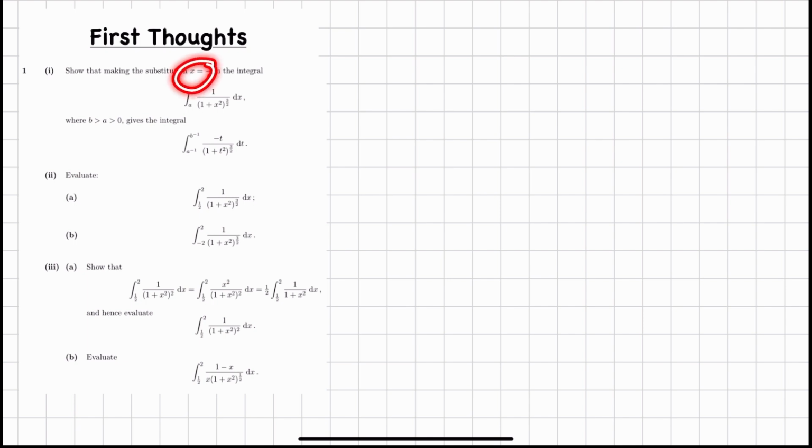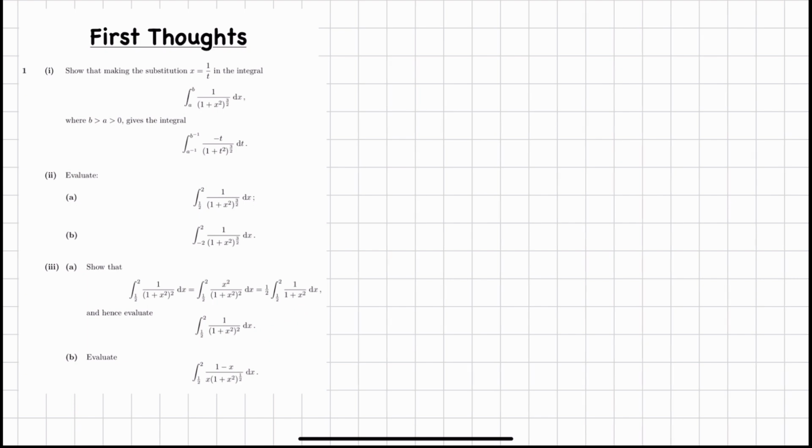We're using substitution. There's a condition here that will be important. If we look at part 1B, we can see that one of the limits is negative, which means that we have to make sure that we consider that. Then part 3, we've got to show another result. But all of these are definite integrals past the first part.